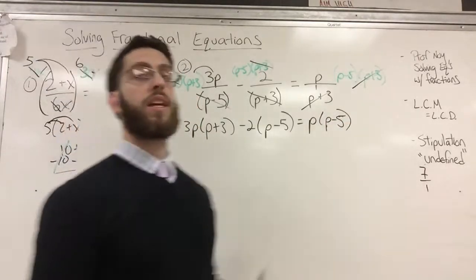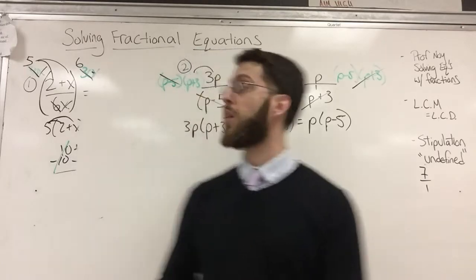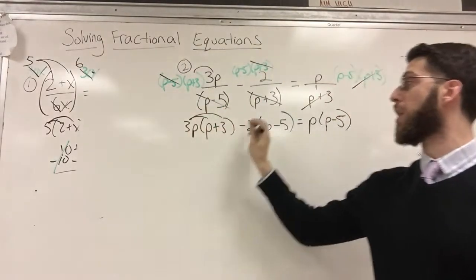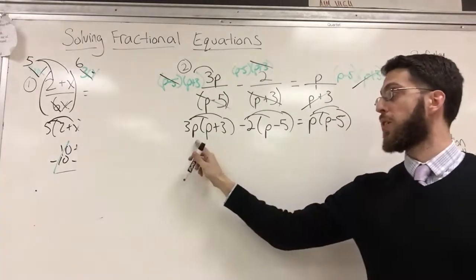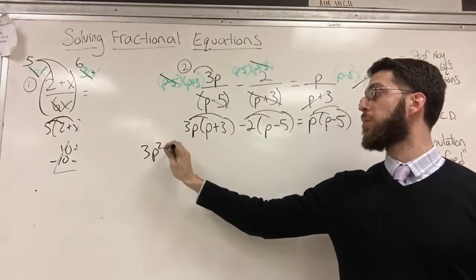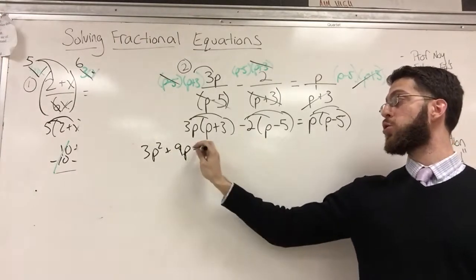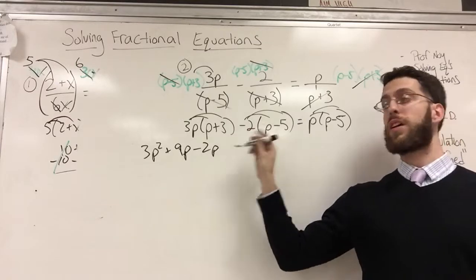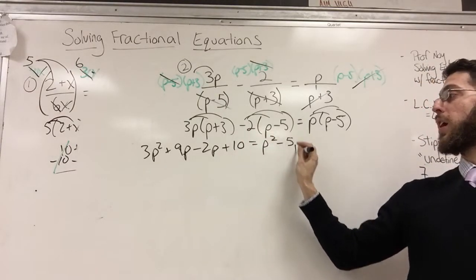Now the rest, I can't teach you fresh. This just comes from practice and understanding algebra. You see parentheses, let's multiply, we're going to multiply, or distribute. So this is going to give me 3p squared plus 9p, that's a 9, right? Minus 2p, negative 2 times negative 5 is plus 10, equals p squared minus 5p.